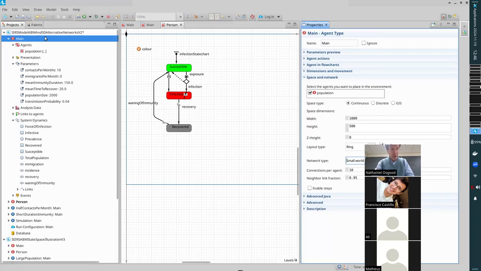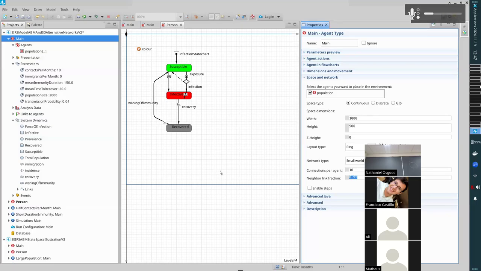So what I've done is I've gone to main and changed the network type to a small world network, keeping the number of connections per agent at 10, and 95% of my neighbors on average, flipping a coin, are local. The other 5% are distant. You could think of it as connecting me up with my local neighbors, and then with a 5% probability, like flipping a coin, it will rewire each of those to a randomly selected distant one.